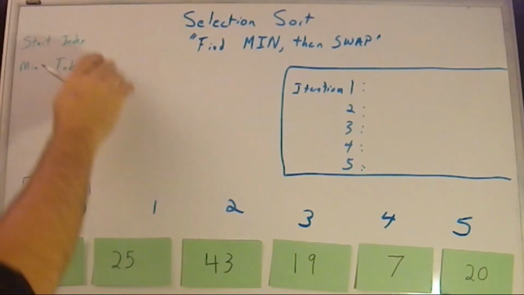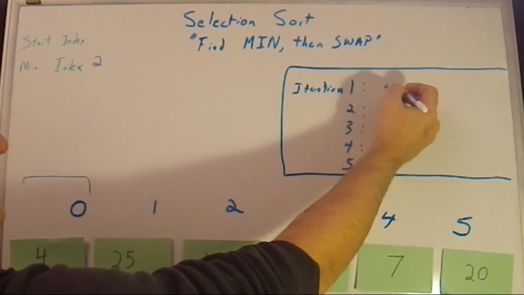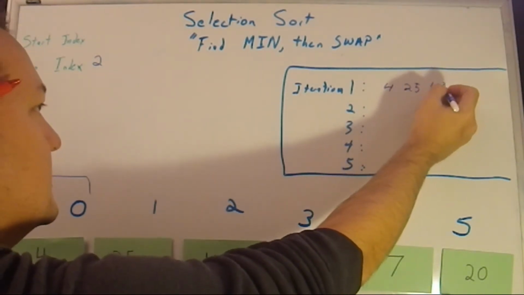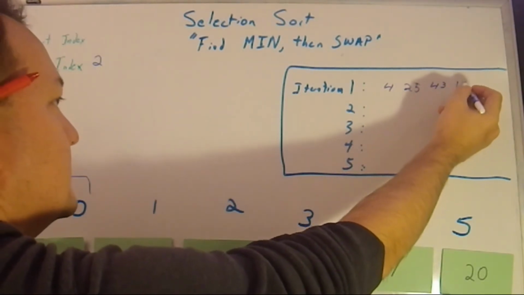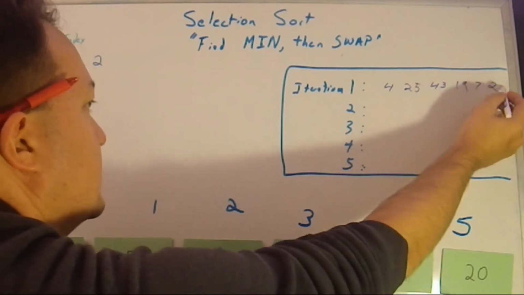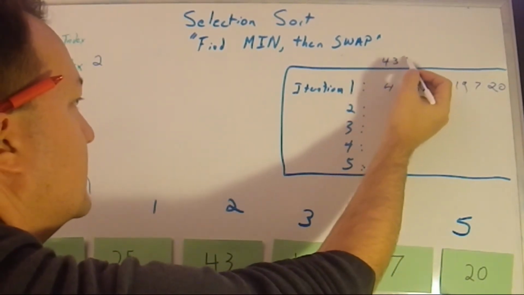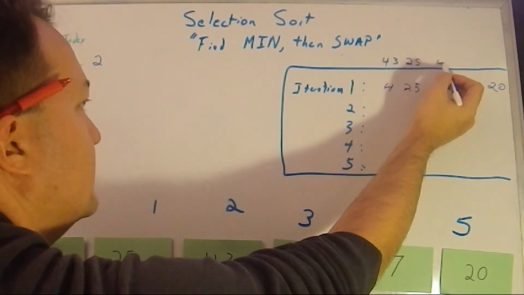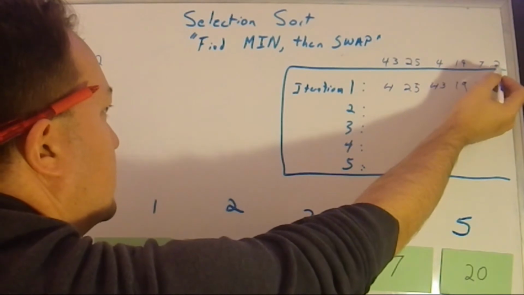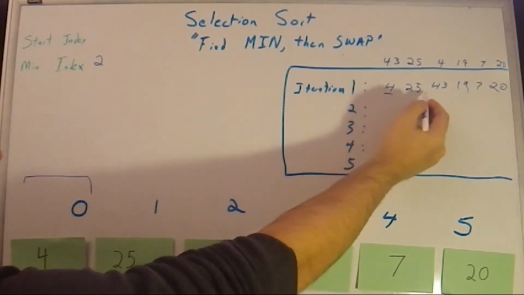Now we increment. So our first iteration is 4, 25, 43, 19, 7, and 20. It's probably good to keep track of what we had before. Our starting array is 43, 25, 4, 19, 7, and 20. So on iteration 1, we've changed these two values.